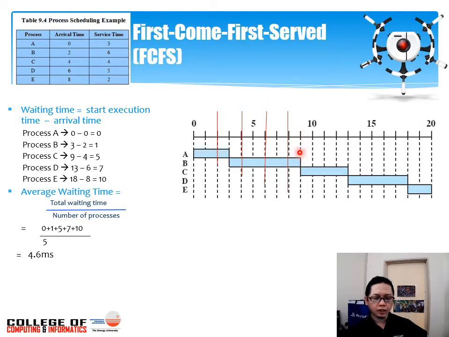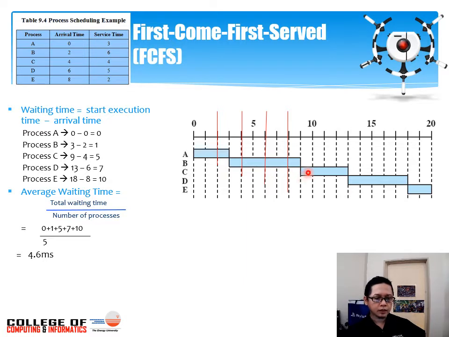So you need to calculate between this and this, how long C has to wait. So this is where you get 9 minus 4, you get 5. Or you can just straight away count between this block. C arrives here, it executes here. So 1, 2, 3, 4, 5. So the waiting time for C between the arrival and the execution is actually 5.